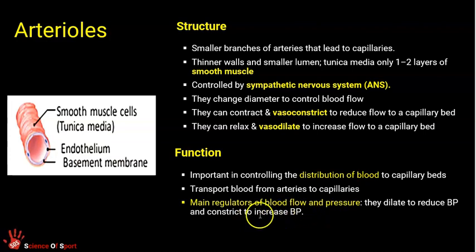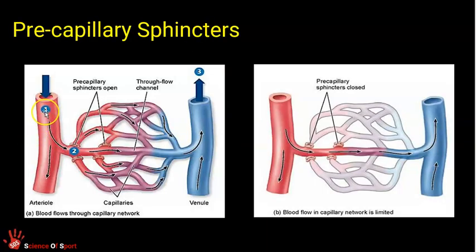So they're really important for both blood flow, where blood goes, and also blood pressure, widening to reduce or constricting to increase blood pressure. There's one other part of the story that we need to add to this. So this is similar to the diagram I showed you before, showing an artery, an arteriole, and the constriction of an arteriole to stop flow, or the dilation of an arteriole to allow flow.